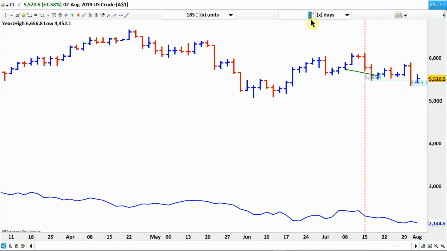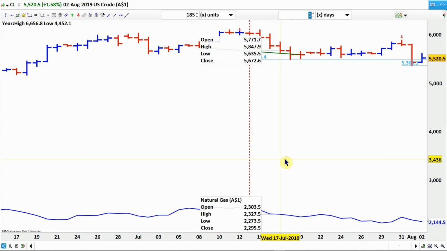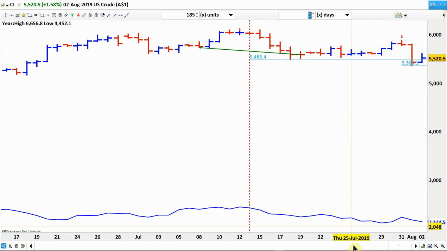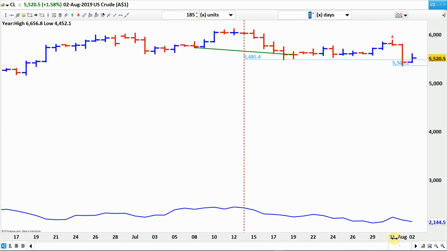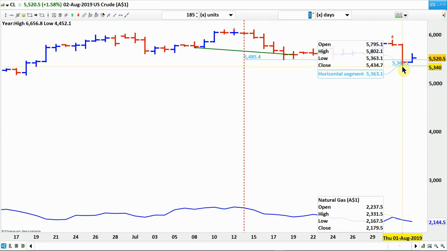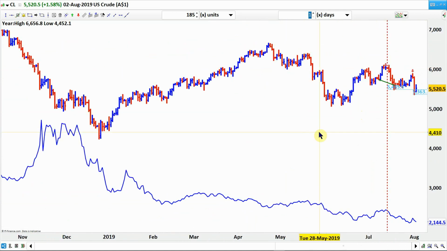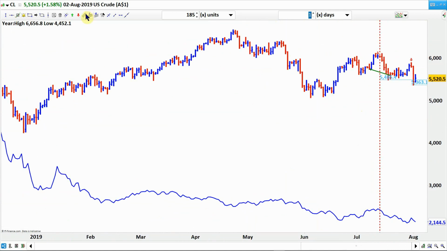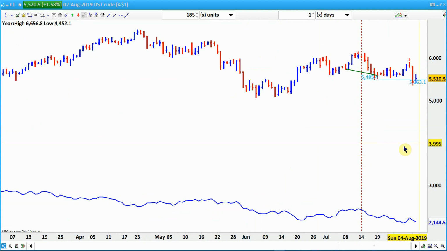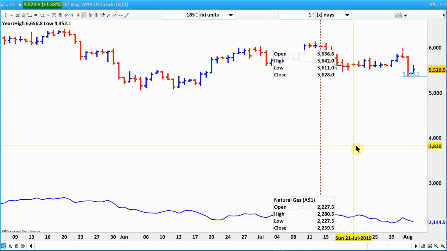Or if I change this to daily, I think daily is also the same, 5485.4. A close below that, 5363.1, is the new low. And if we are going short from there, do you have the correct reward? Because without reward to risk we don't trade.